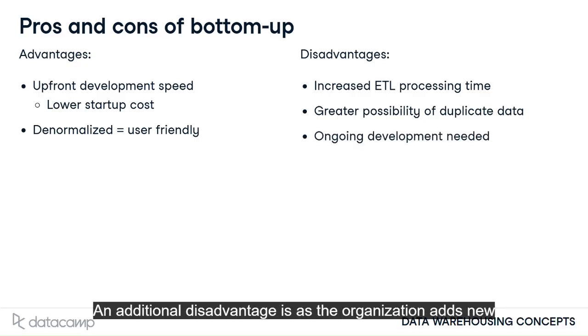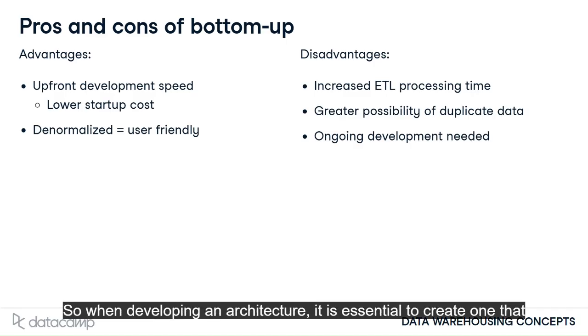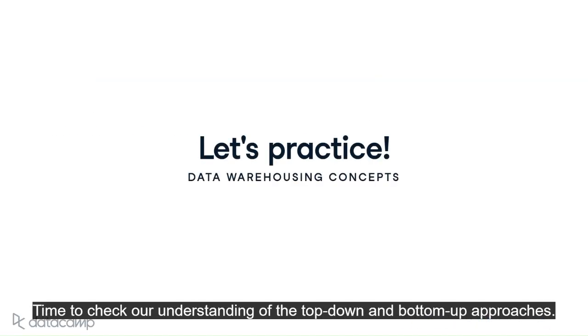An additional disadvantage is as the organization adds new departments or processes, more development will need to be done. The bottom-up approach has a lower upfront cost but requires more upkeep than the top-down approach. So when developing an architecture, it is essential to create one that works for users while being aware of their strengths and weaknesses.